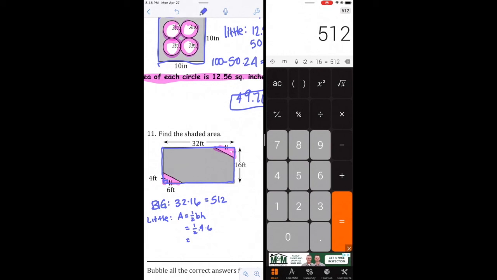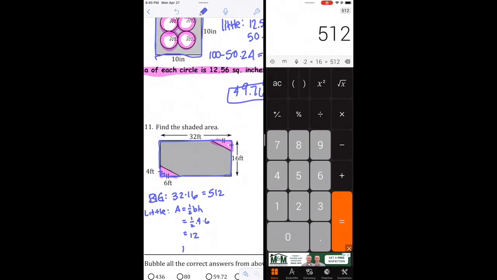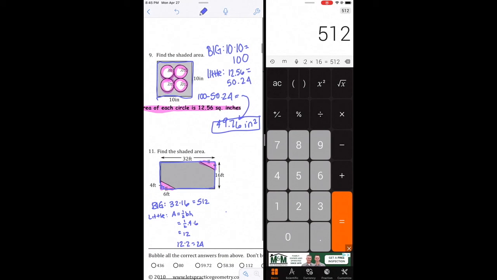1/2 of 4 is 2. 2 times 6 is 12. That's 1 triangle, but I want 2 triangles. So 12 times 2 is 24. Lastly, I have to subtract 512 minus 24. That gives me 488 feet squared.